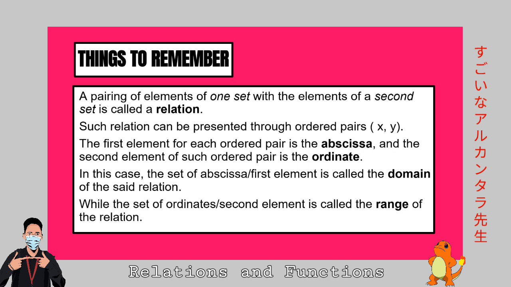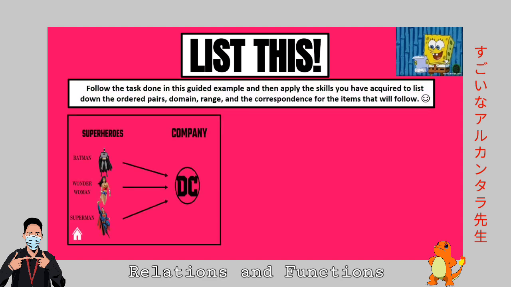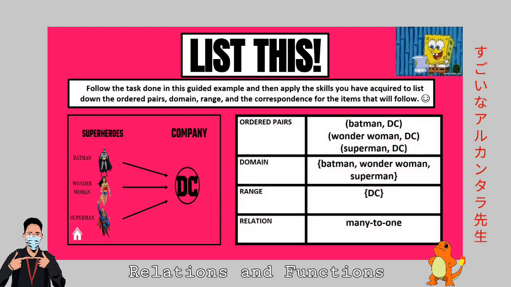This kind of concept is better understood if we have actual examples, so let us just jump right into it. Let's say that we have the following. We have the superheroes and then we have the company. As you can notice, when we write ordered pairs, we start with the x value followed by the y. What is the x value and what is the y value if you're given a relation that is a concept diagram?